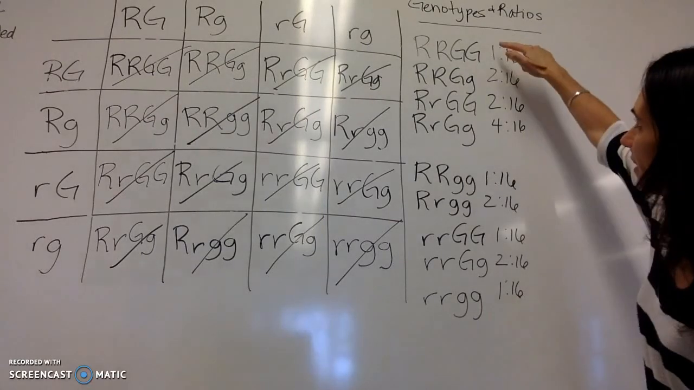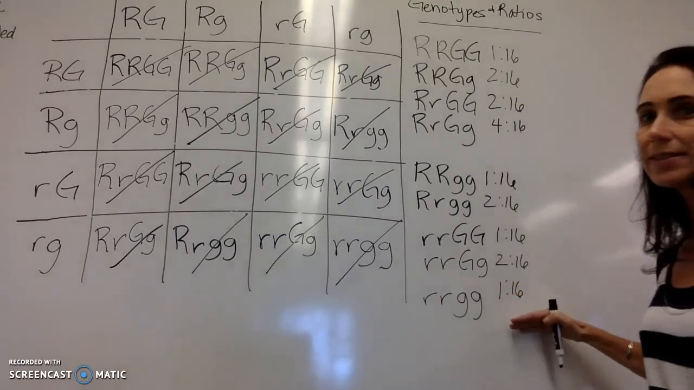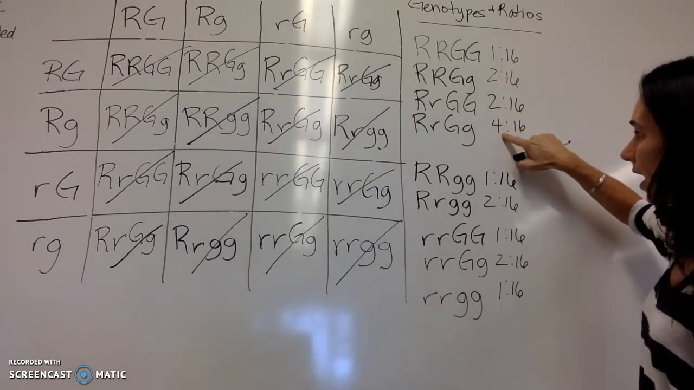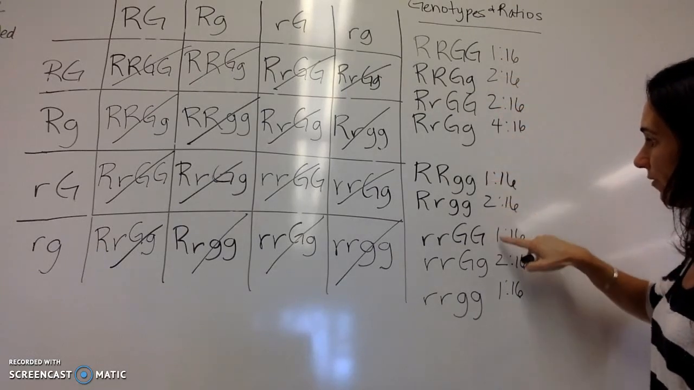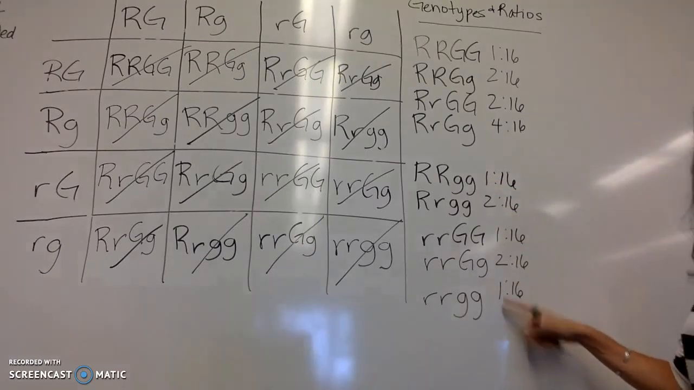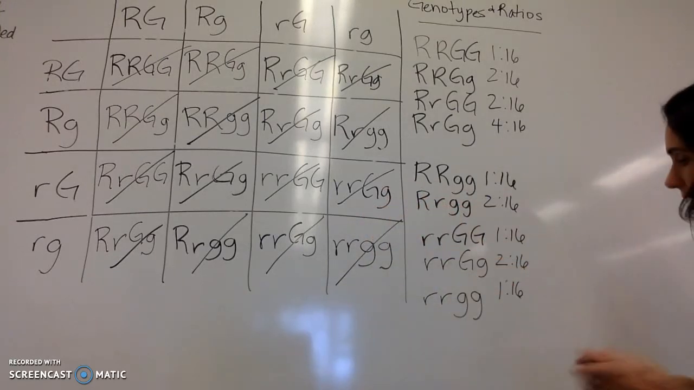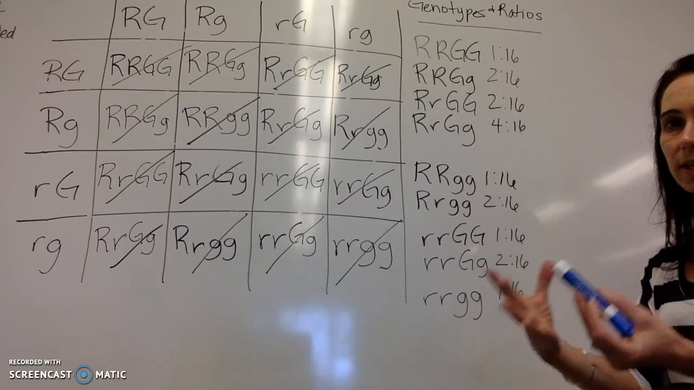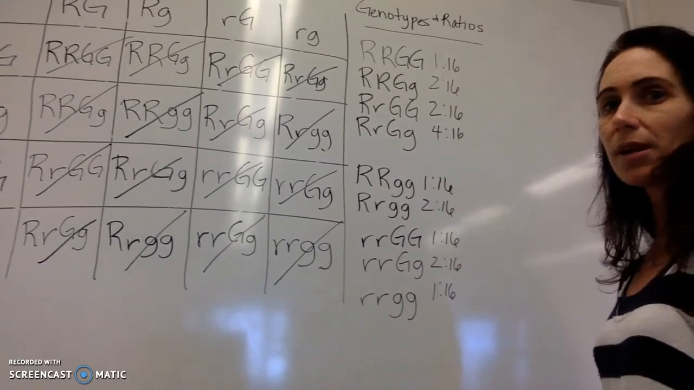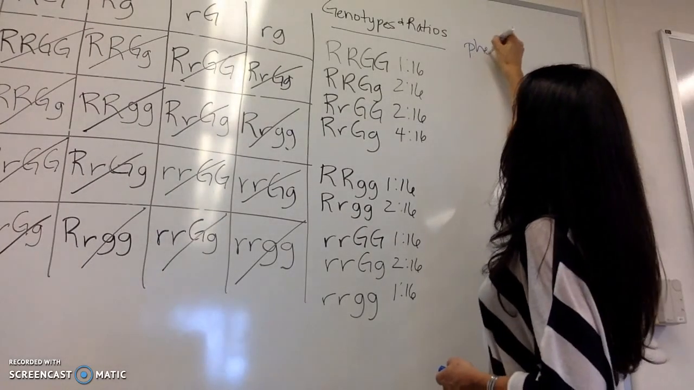Now, if you add together the number of times each of these appear, it should add up to 16. So we get 3, 5, 9, 10, 12, 13, 15, 16. So all of the squares in the Punnett square are accounted for. Now our next step is to make the translation into phenotypes. I'm going to rotate this around a bit here. Okay, the phenotypes and their ratio.